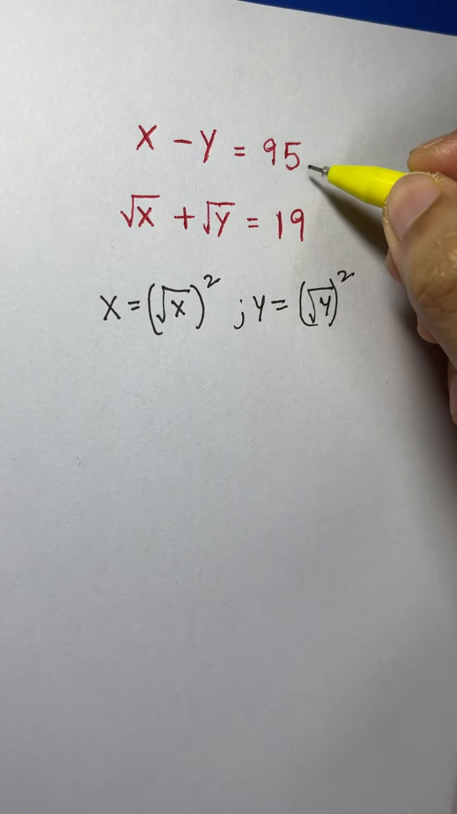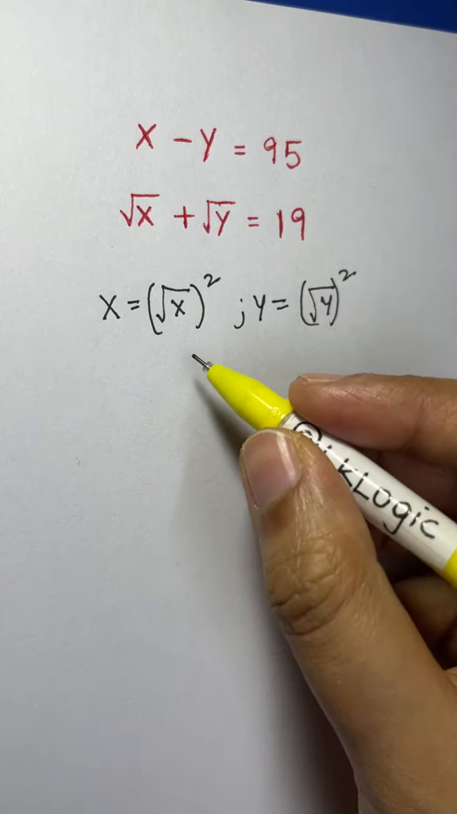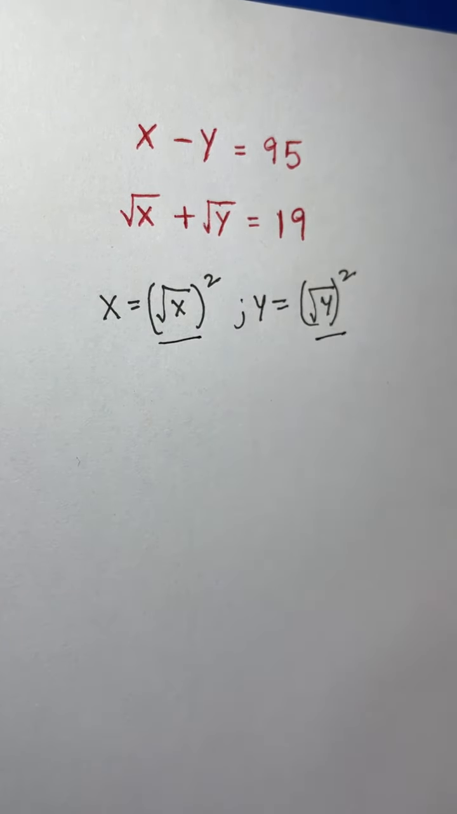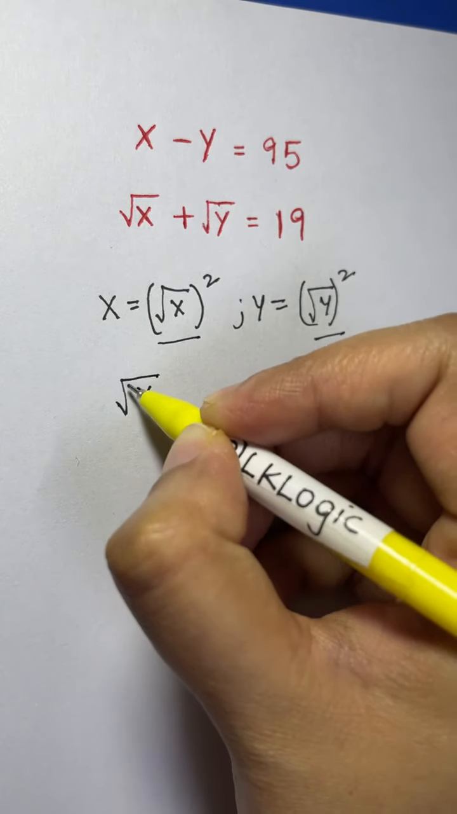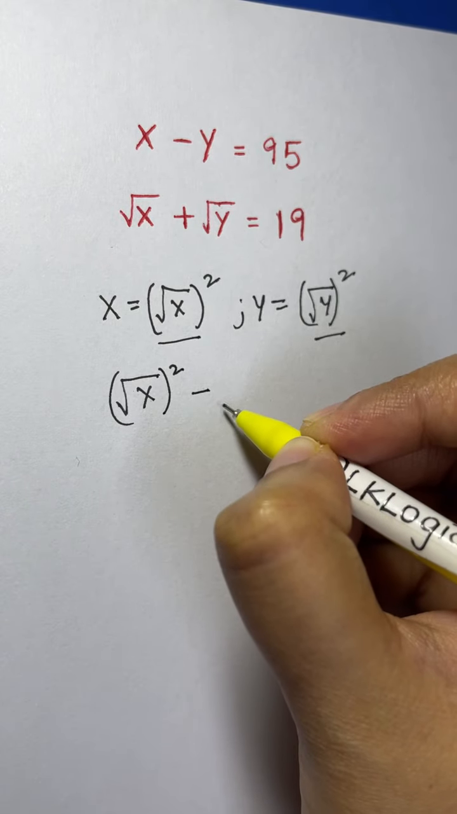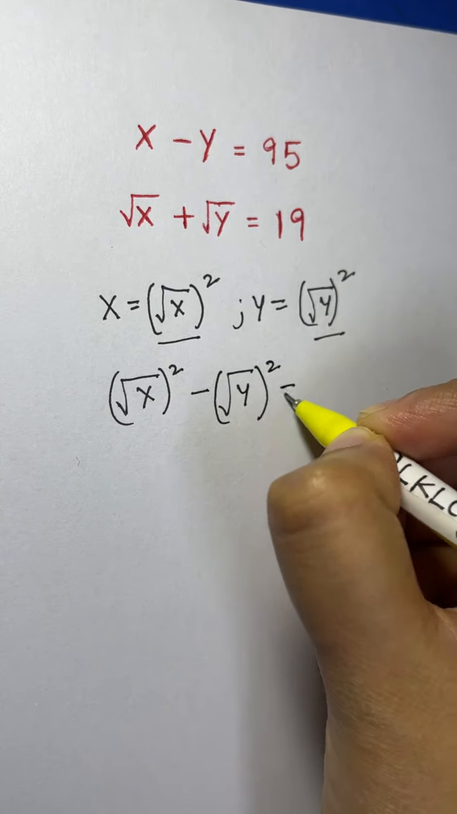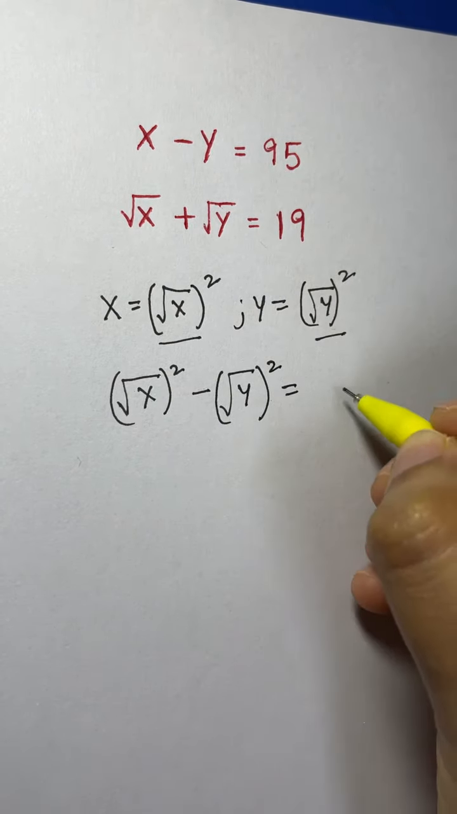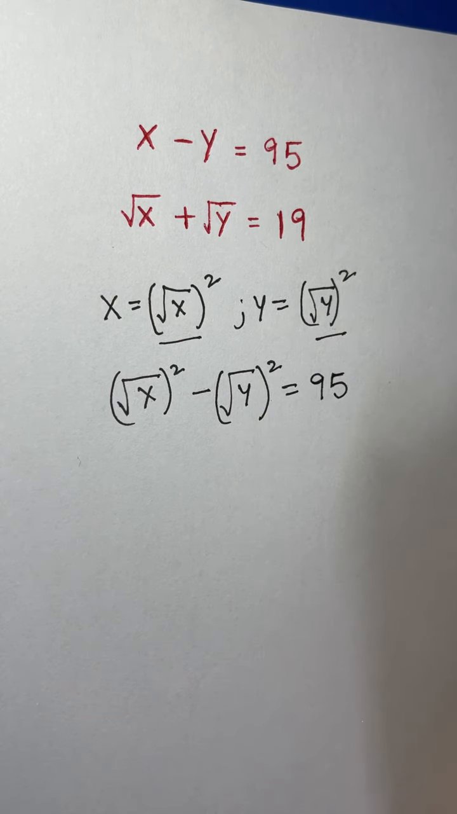Now here I have this equation x minus y equals to 95. I'm going to substitute the values of x and y here. So what do I get? I have square root of x the whole squared minus square root of y the whole squared is equal to, what do I have here? 95. So that's what I have to write here, 95.